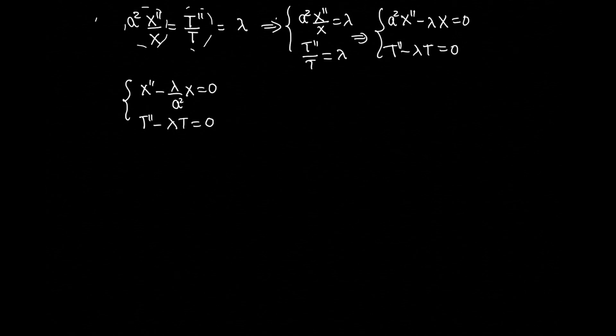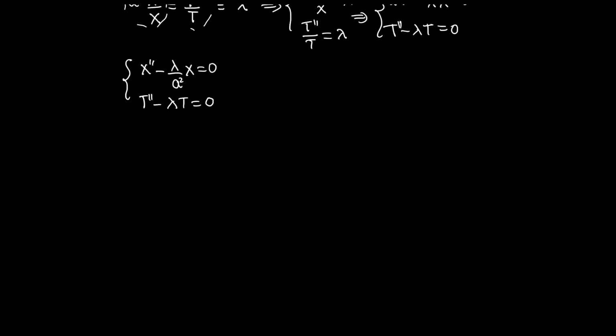To solve for that, usually the solution is going to change depending on lambda. So I'm going to say, okay, case 1, lambda equal to 0. If lambda equal to 0, then I have x prime equal to 0, and I have second derivative equal to 0, because I sub 0 here, and it cancels everything.